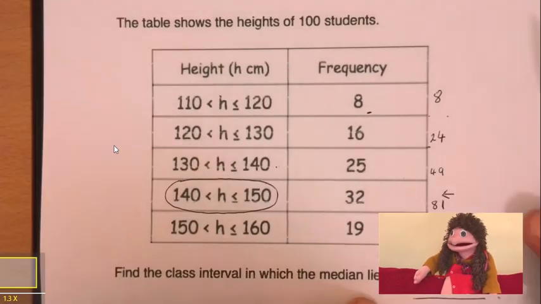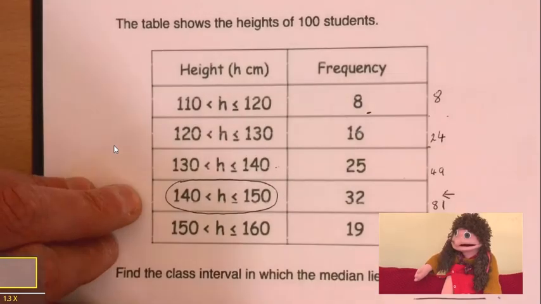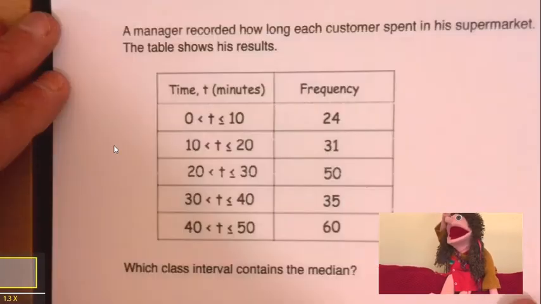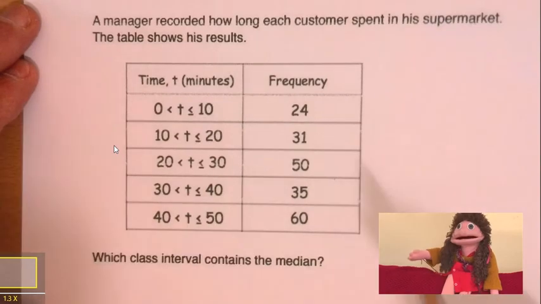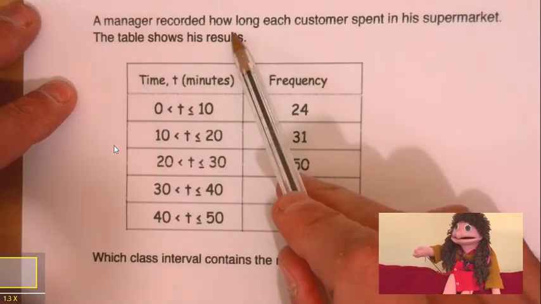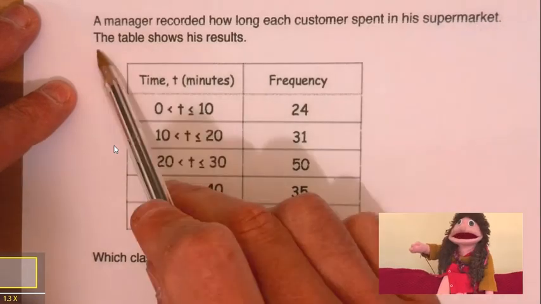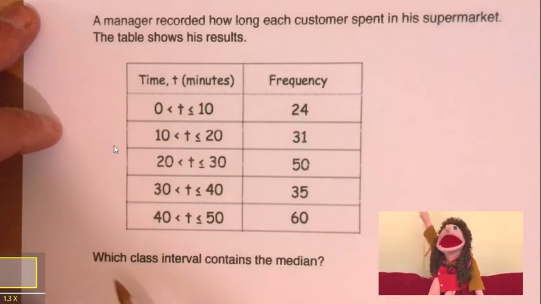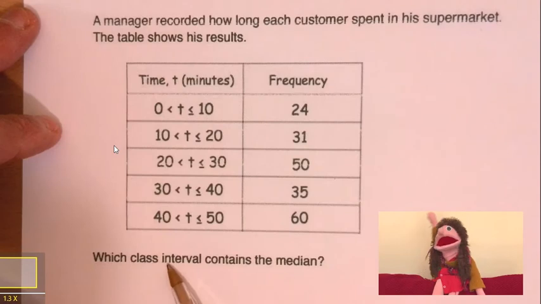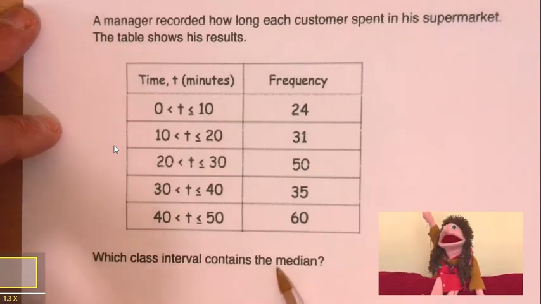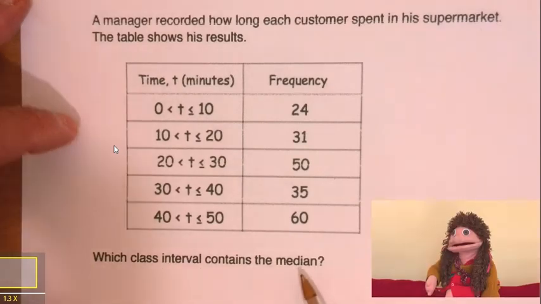All right. Let's have a look at one more example, just to make sure that you got it. So let's have a look at this one. So it's a similar question. So this time a manager recorded how long each customer spent in his supermarket. The table shows his results. So it's exactly the same question. Which class interval contains the median? So which one's the middle?